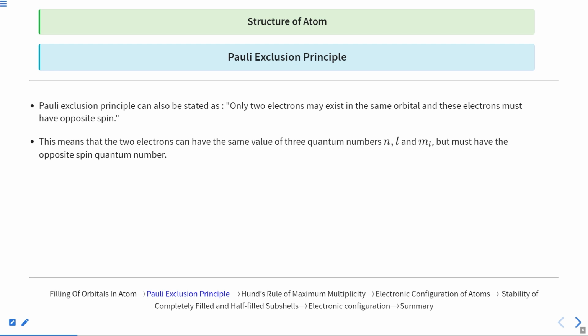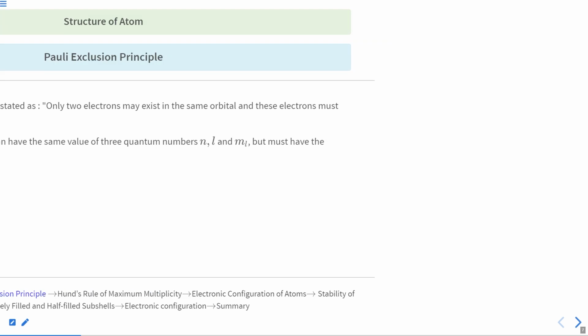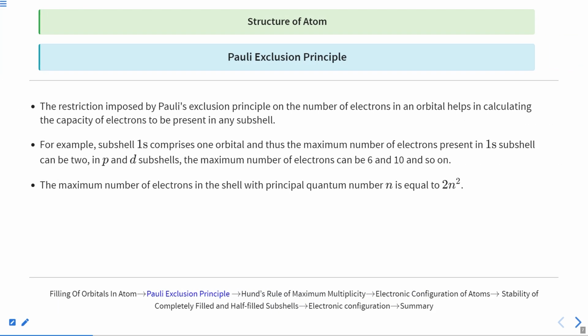So the same thing is written: they can have the same values of n, l, and ml, but they will have the opposite value of spin quantum number, or else they would be identical. So the restriction was of course imposed by the Pauli exclusion principle, and it was based on the number of electrons in a orbital, and it helps in calculating the capacity of electrons in a subshell.